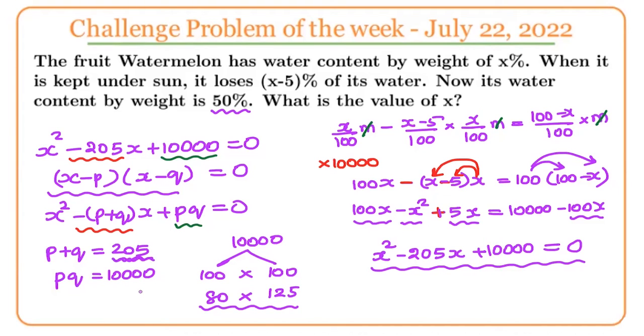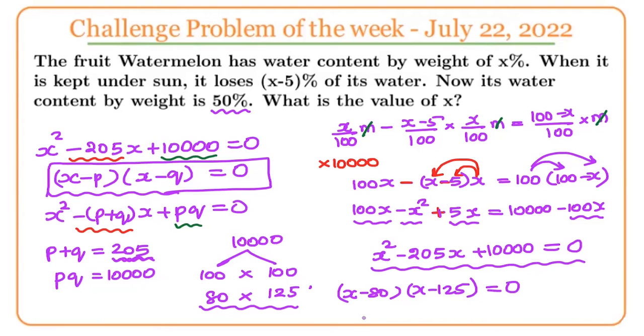So we found the values of p and q, and so we can put them back into this factor form right here. So we're going to have (x minus 80) times (x minus 125) is equal to 0. That means either one of these two factors should be 0, which means x must be 80 or 125.